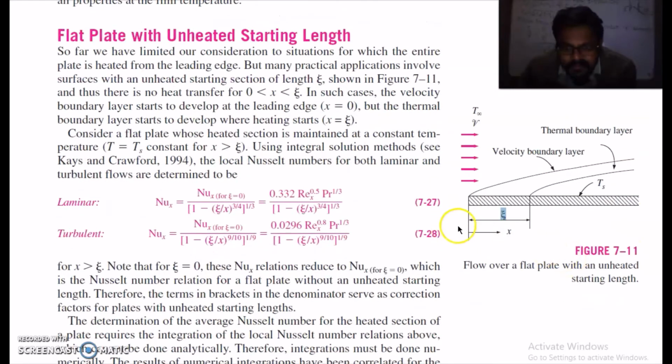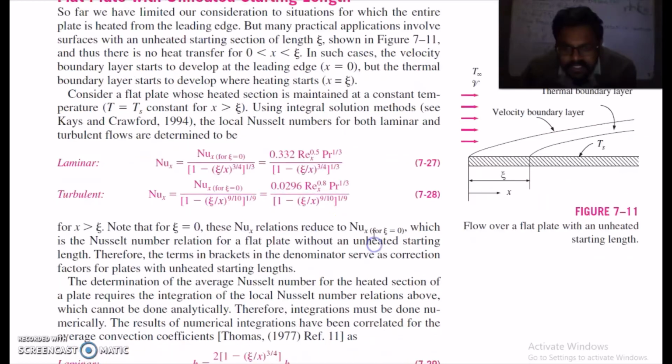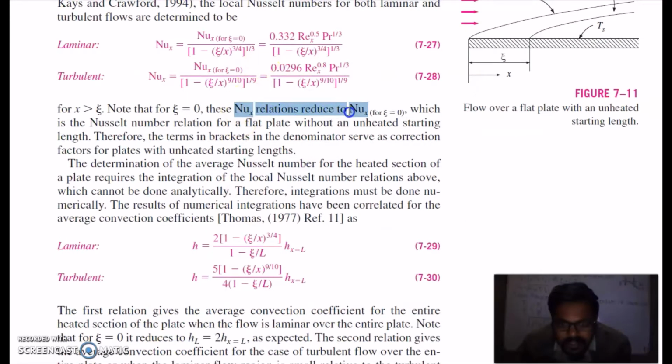For laminar and turbulent flow, the local Nusselt number is given by this formula for laminar flow, and for turbulent flow it is this. Consider if this value is 0: if you put 0 here, you will get the same relation as in the case of an isothermal flat plate, in which you are heating from the leading edge to the end of the plate. So the Nusselt number relation reduces, for this value equal to 0, to the Nusselt relation for a flat plate without an unheated starting length.